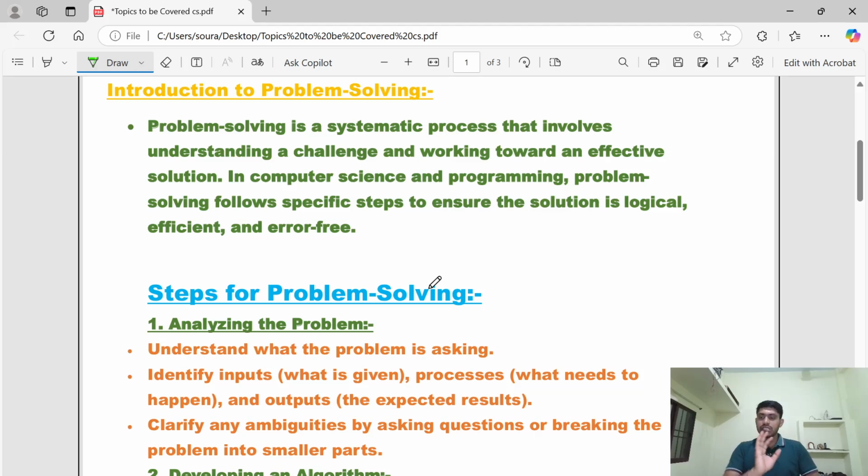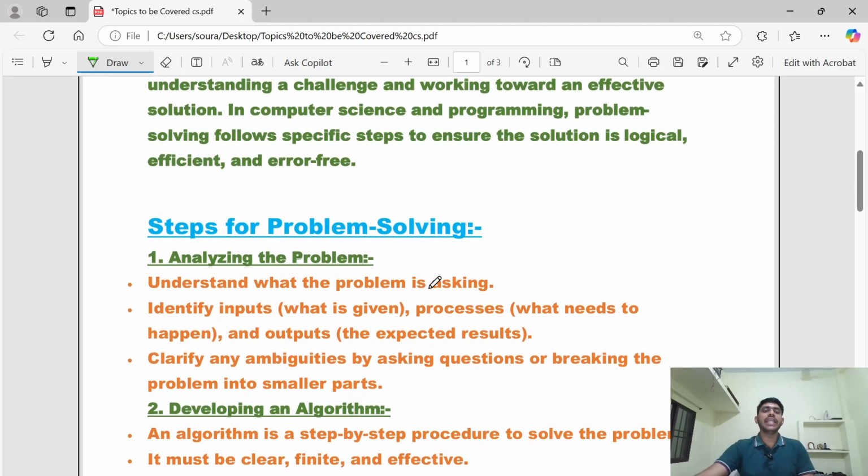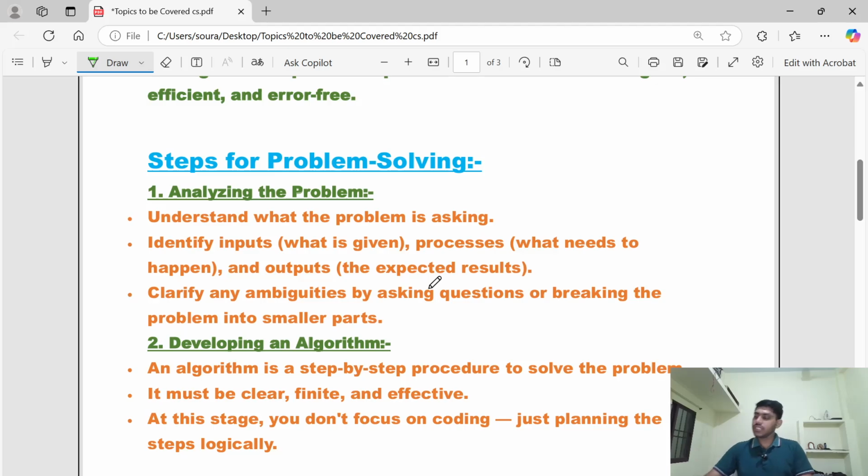So in this we need to solve different types of problems in the computer science field. Now we'll move to the steps for problem solving. The first thing is analyzing the problem. How are we going to analyze? Understand what the problem is asking. First thing, what the problem is asking.